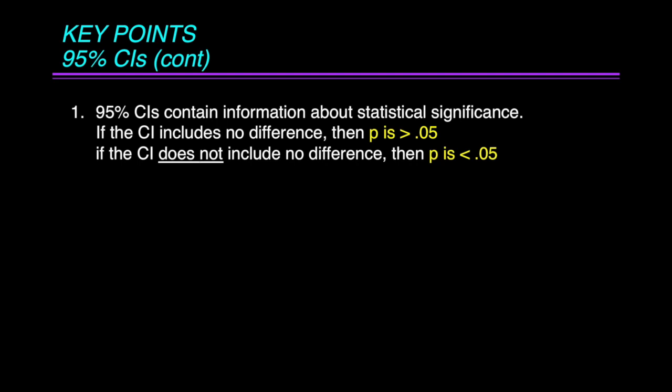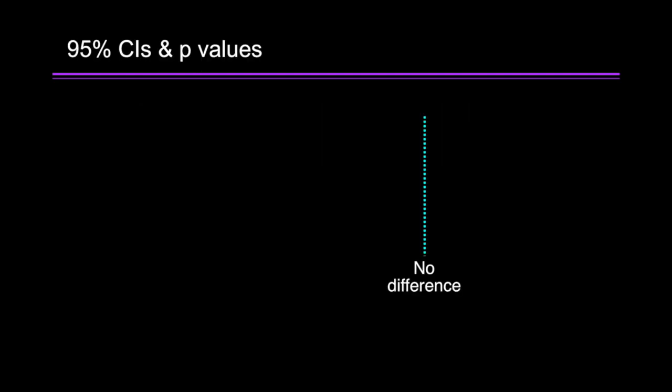If the CI does not include no difference, then P is less than 0.05. And the trick is to know what no difference is. Is it 0 or is it 1? Now, confidence intervals also give you a feel for the magnitude of the p-value.